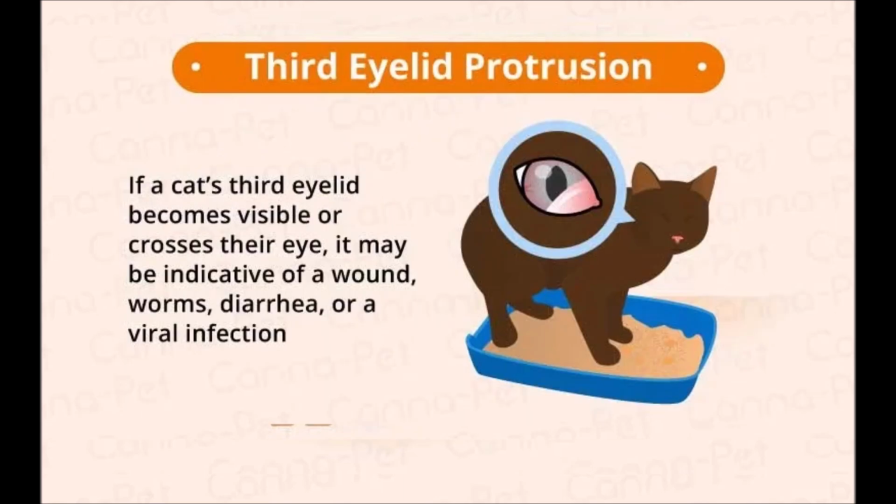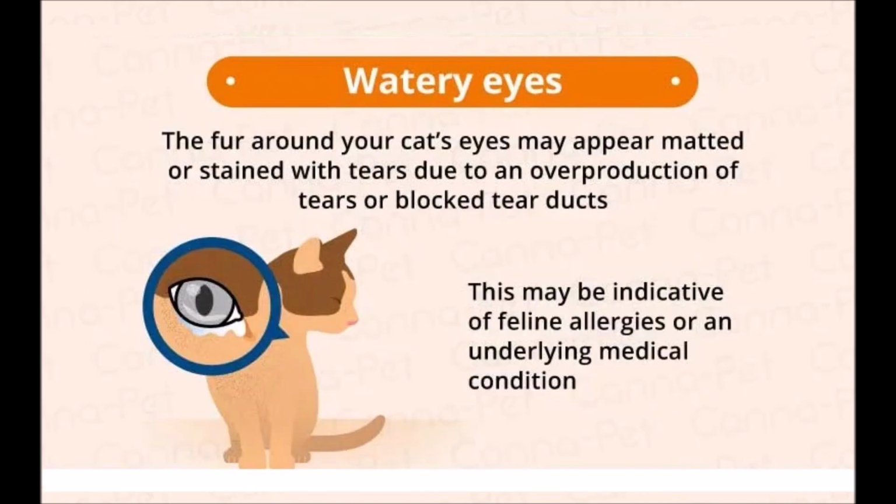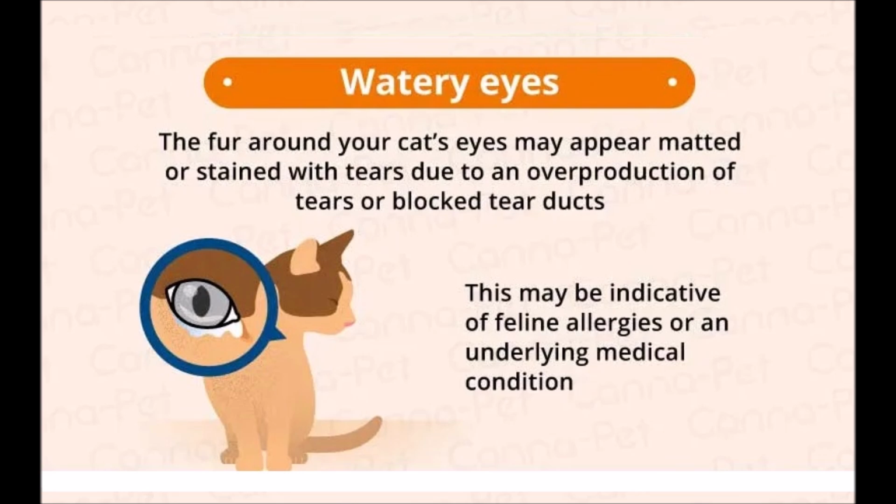6. Third eyelid protrusion. Visibility of the third eyelid may indicate underlying issues such as wounds, worms, diarrhea, or viral infections. 7. Watery eyes. Overproduction of tears or blocked tear ducts can cause matted or stained fur around the eyes, often signaling allergies or other medical conditions.